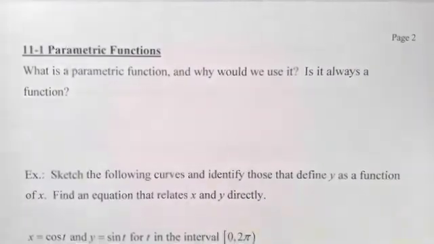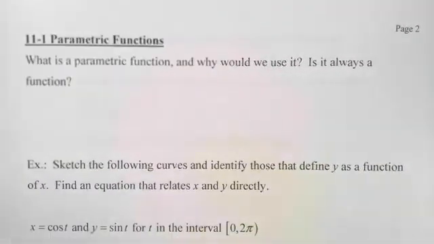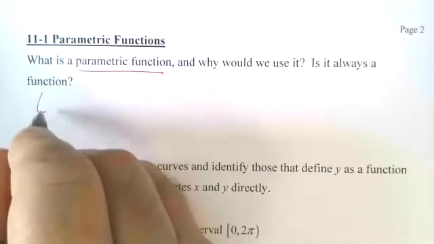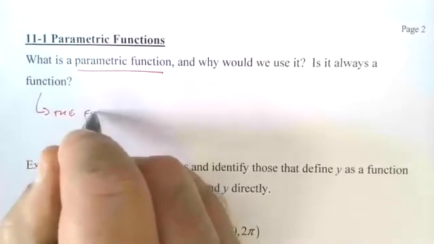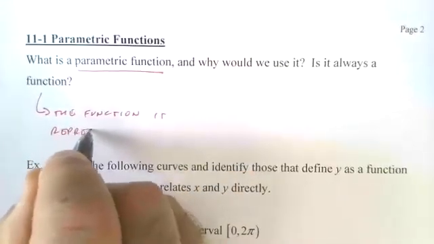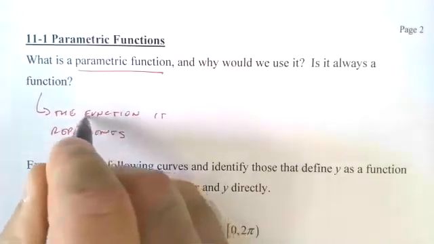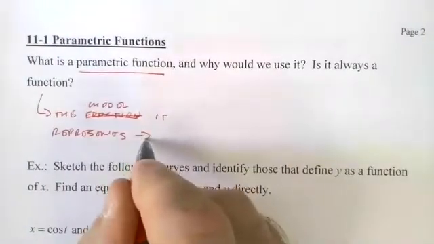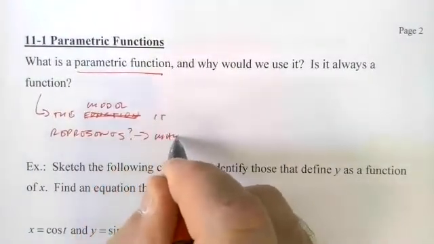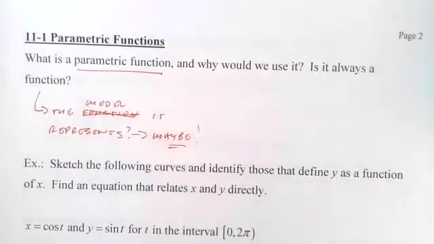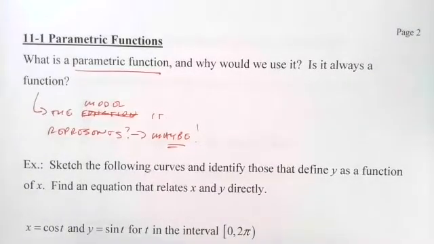So, what's a parametric function? Is it always a function? No. Parametric is the function it represents. I'll give you an example. So a parametric function is something that's defined with another parameter. In this case, t. Why would we use it?